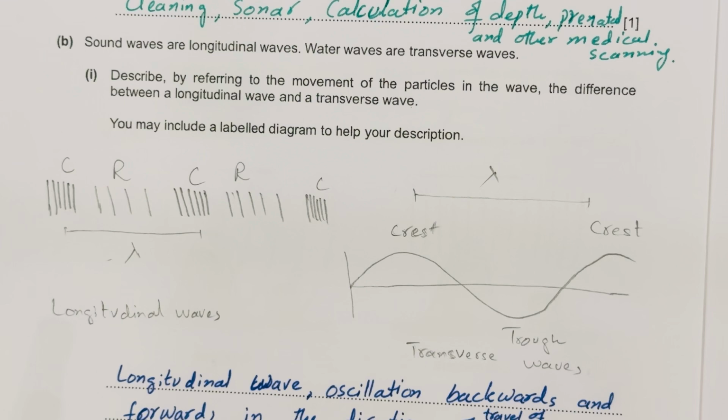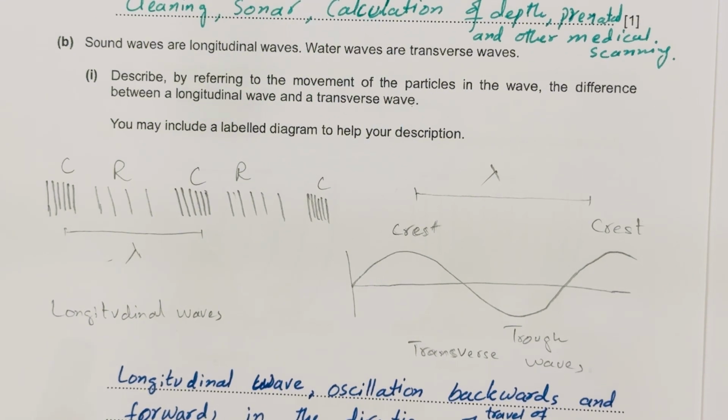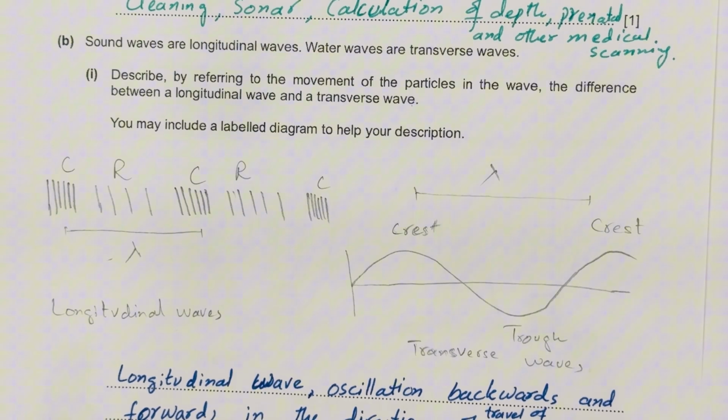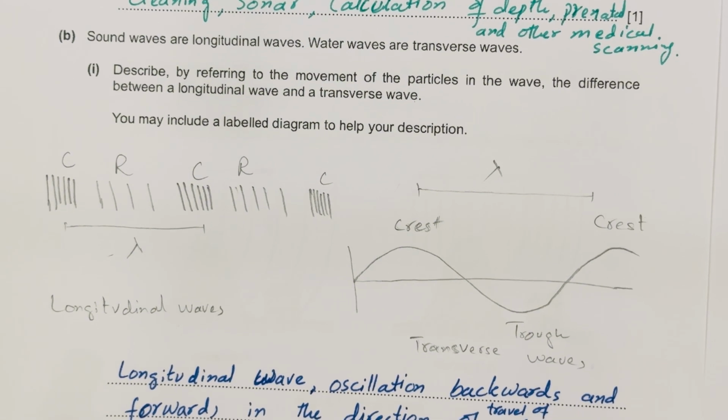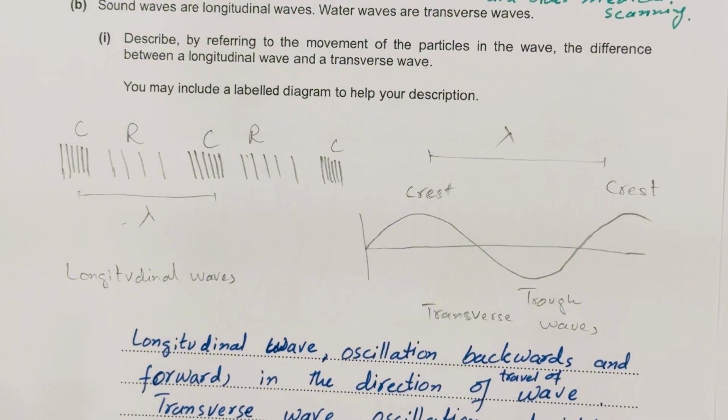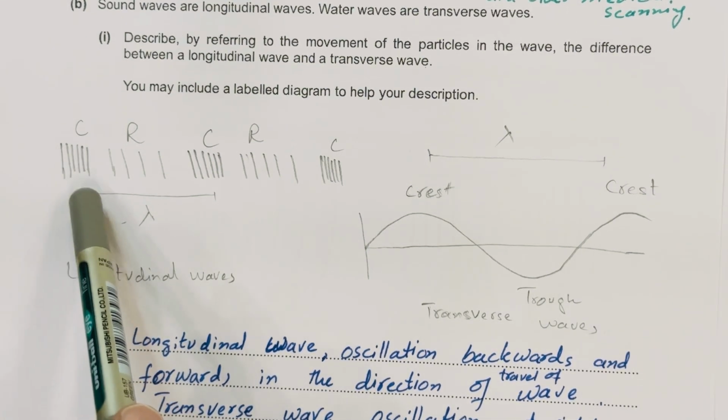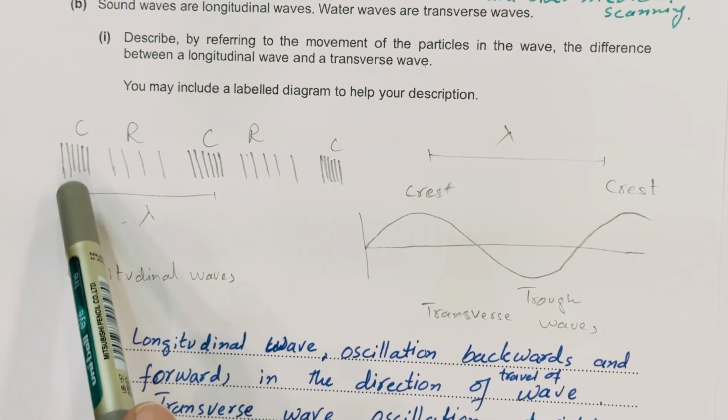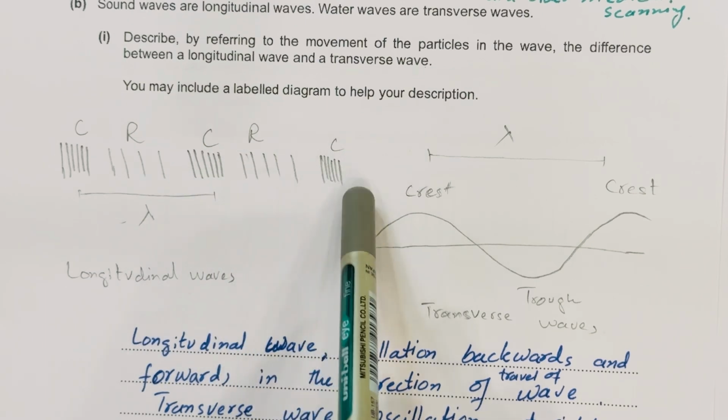Next part is that sound waves are longitudinal waves. Water waves are transverse waves. Describe, by referring to the movement of particles in the wave, the difference between a longitudinal wave and a transverse wave. You may include a diagram. First, we draw the longitudinal wave. Longitudinal waves need a medium to travel on. First, they have compression when the particles are closer, then rarefaction, then compression, then rarefaction, and so on.